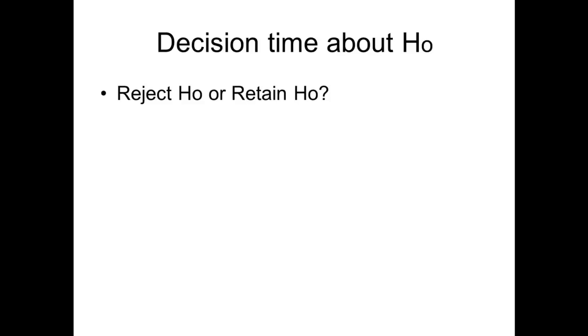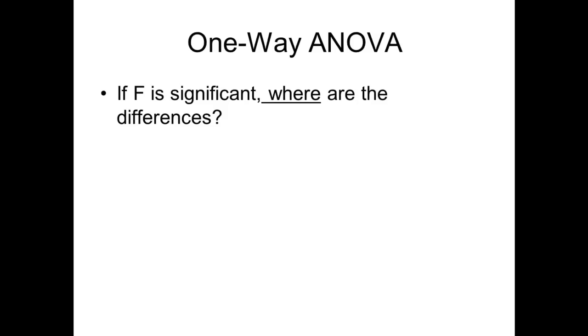So after we've run our statistic and looked at our p-value, is it less than 0.05? If so, we reject the null hypothesis. If it's greater than 0.05, we retain the null hypothesis. And usually this is when we report our results, but with the ANOVAs there's actually an additional step.